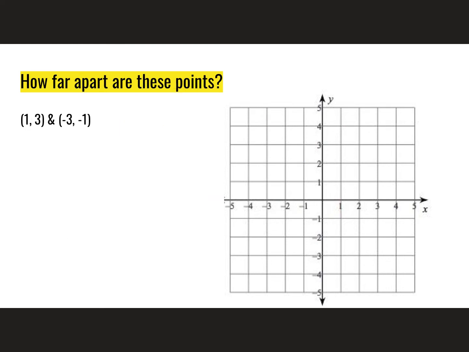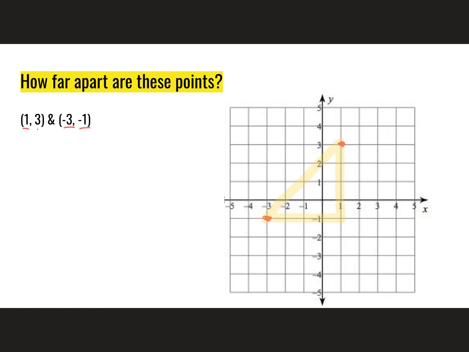Well, what if they are not on the same line? So here I have the points (1, 3), which is over 1, up 3 right here, and (-3, -1). So I go left 3 and then down 1. In this case, we can't just count over, but we do have the ability to create a triangle. So I'm going to highlight these lines so you can see my triangle.